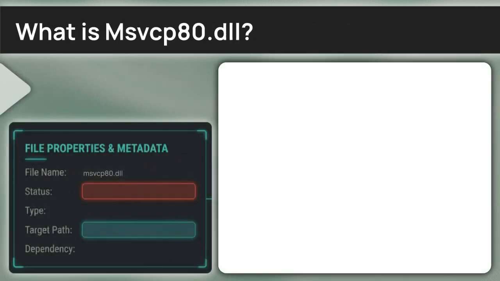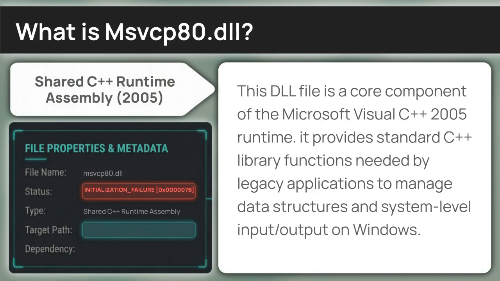This DLL file is a core component of the Microsoft Visual C++ 2005 runtime. It provides standard C++ library functions needed by legacy applications to manage data structures and system-level input-output on Windows.